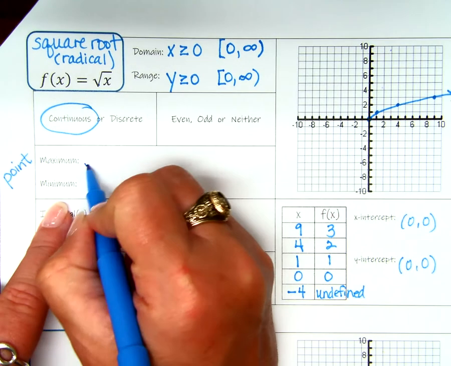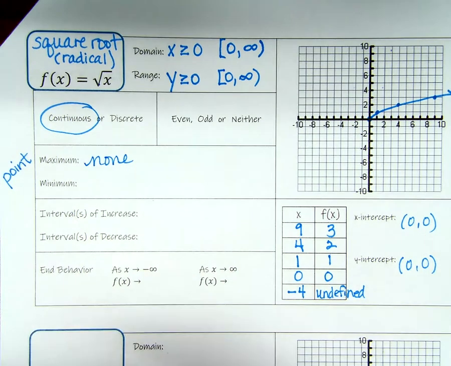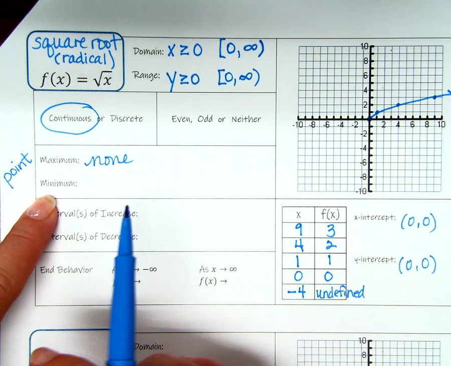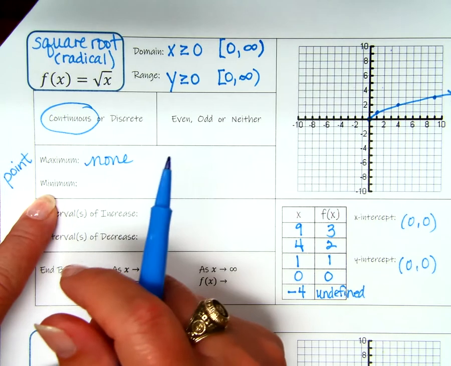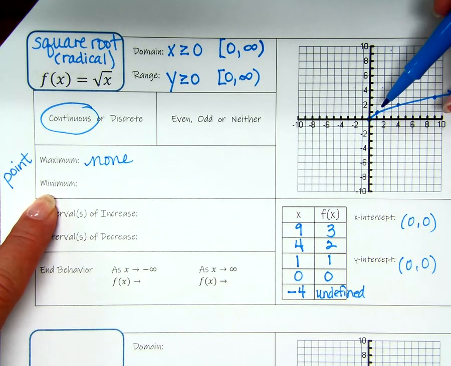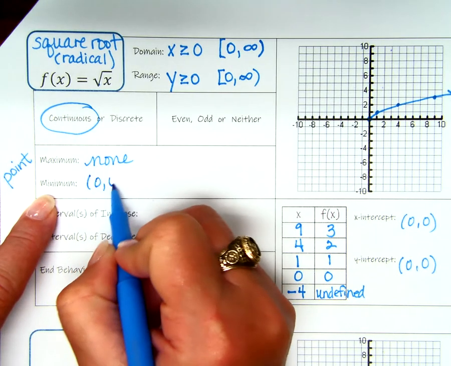Correct. It doesn't have one. Because it goes to infinity, there's not a maximum point, is there? Okay, what about a minimum point? Oh, this one does have a minimum point, doesn't it? The lowest point it gets to is 0, 0.